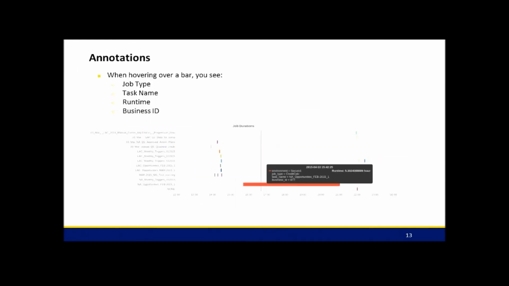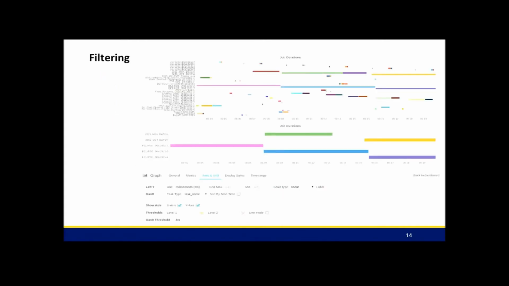And then with the Gantt charts, if you mouse over a particular time bar, you can see job type, what type of calculation is being run, task name, which is automatically generated for the specific job, runtime, so just how long it took, and business ID, which will go with a particular client of Xactly's that's running the job. You also have filtering on the Gantt charts.